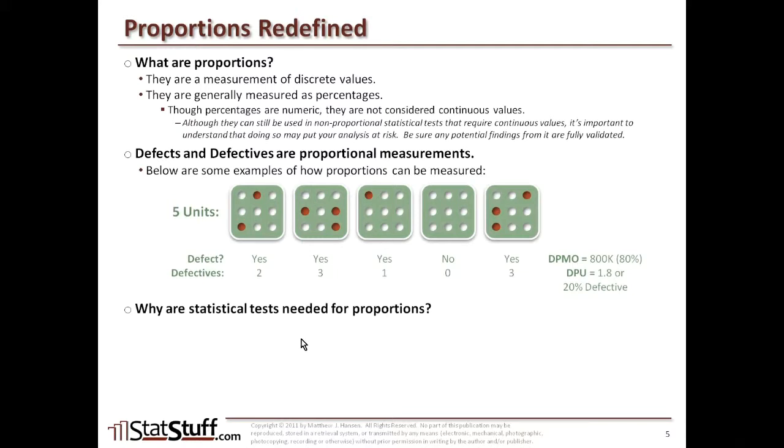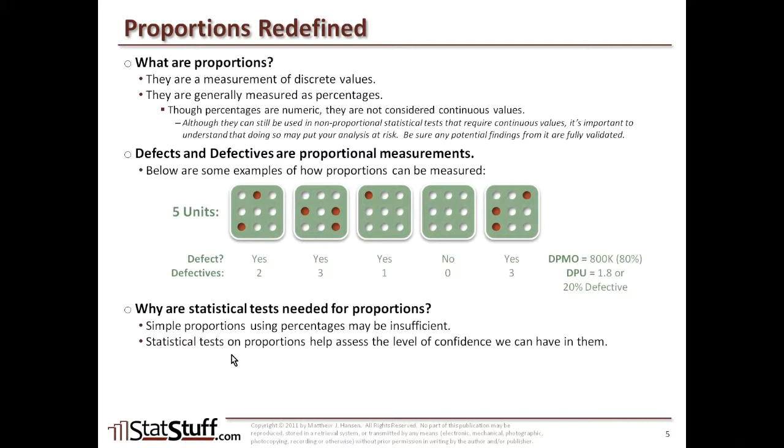Now, why are statistical tests needed for proportions? Well, simple proportions using percentages might be insufficient. If you're just comparing a percent to another percent, that may not be complete. You have to really account for the level of confidence that you can have in those percentages, because you may not be able to trust the raw numbers. So as an example, you might have 50% proportion of 100,000 records. Well, that's going to be very different in implication than if you have 50% of only 100 records. So you have to account for the difference in the sample size, which could affect the overall proportion, which ultimately affects the precision of the proportion that's represented.